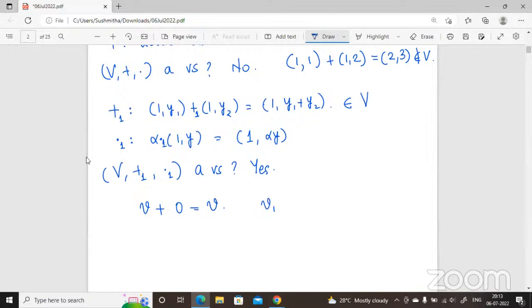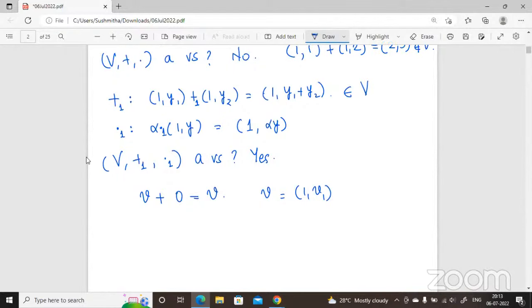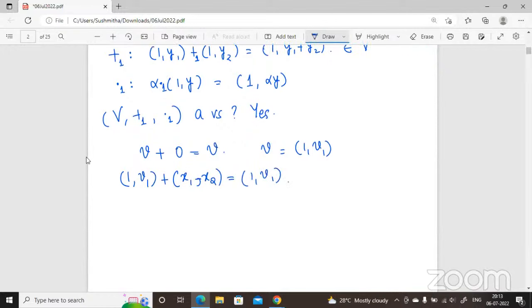So v is going to look something like this. Ma'am, it should be (1, v0)? Yeah, exactly. So this v is going to be (1, v1). So (1, v1) plus something, let me put two components for it, say (x1, x2), should be equal to (1, v1). So what is (1, v1) plus this?